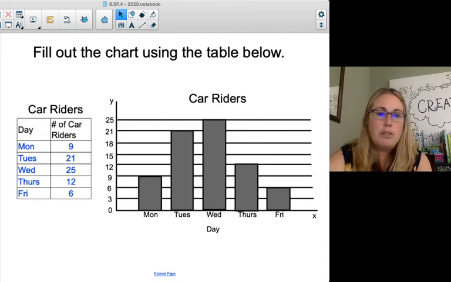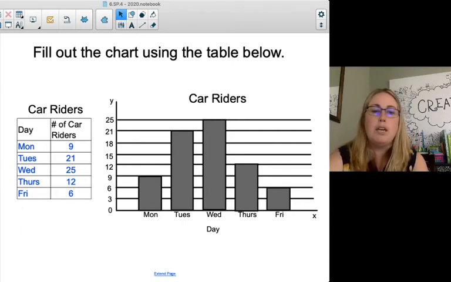Number of car riders. If we go to Monday and we follow that bar or that column straight up, it stops at the line that goes next to 9. So on Monday, there were 9 car riders. Tuesday, that column goes straight up to 21. Wednesday, that column goes all the way up and touches the line for 25. Thursday, that column goes up and touches the line for 12. And Friday, it goes up and touches the line for 6. So that's how we get that data in our table.